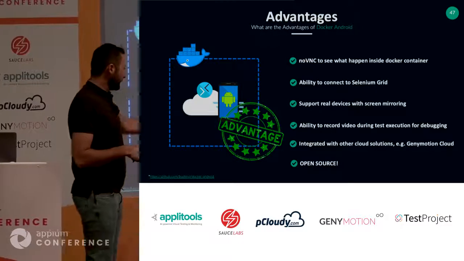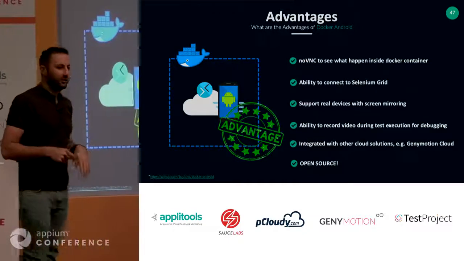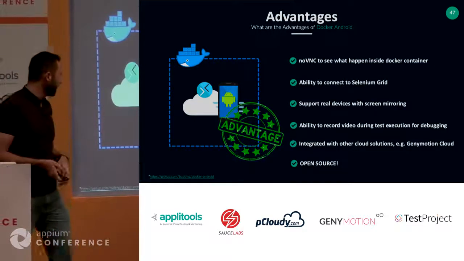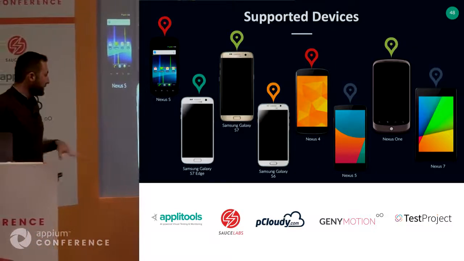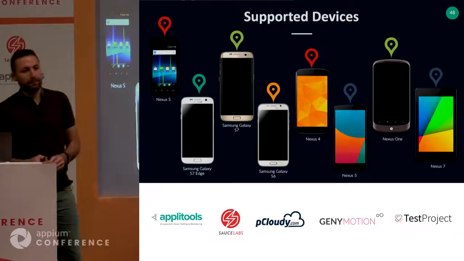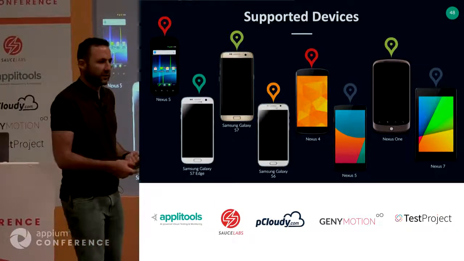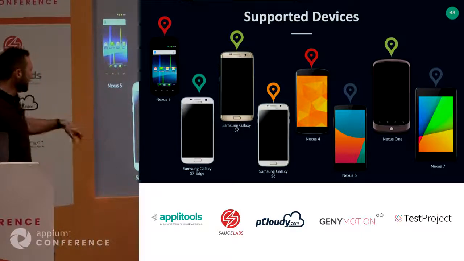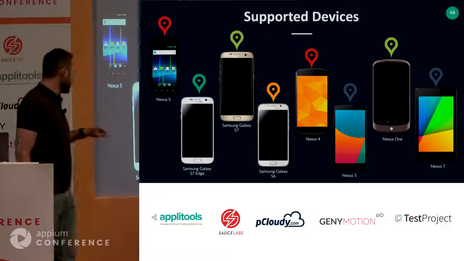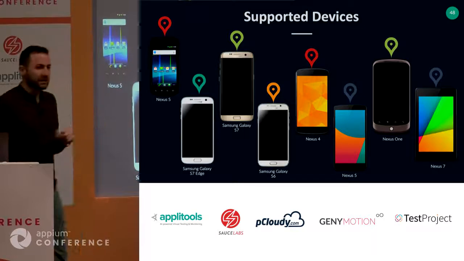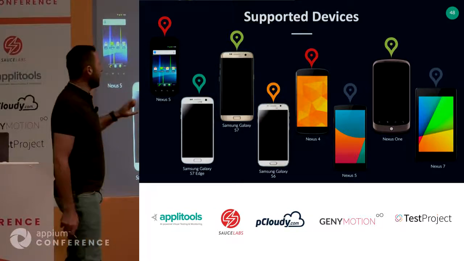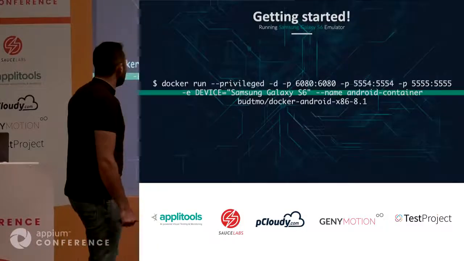It's integrated also with the cloud solutions like the Genymotion cloud, and it's open source, so we are open to contributions. There is a specific set of emulators that you can create here. It's mainly all the Nexus phones and the Galaxy S7, S7 Edge, and the S6. This is the capacity that you can use. These are all available for it.